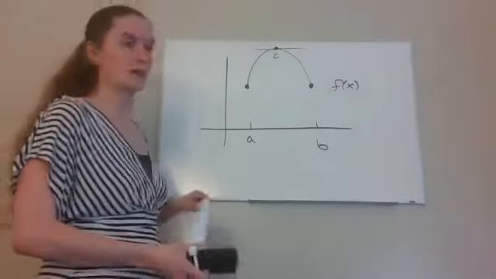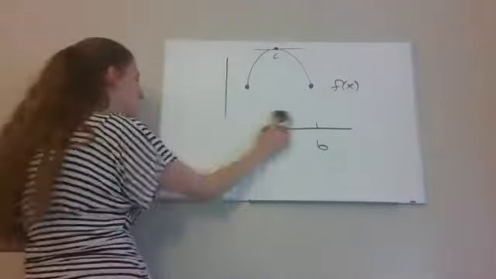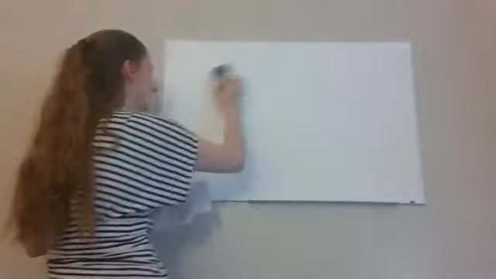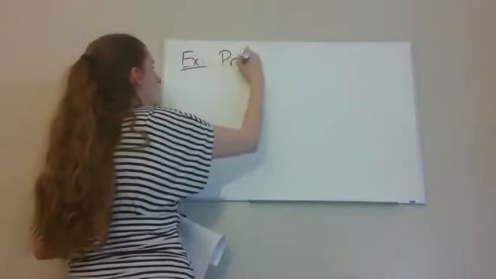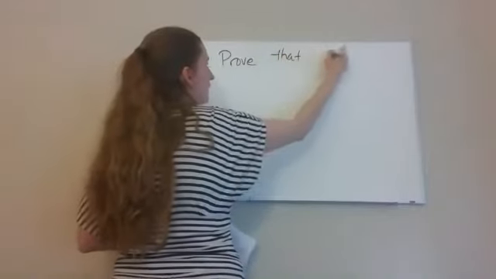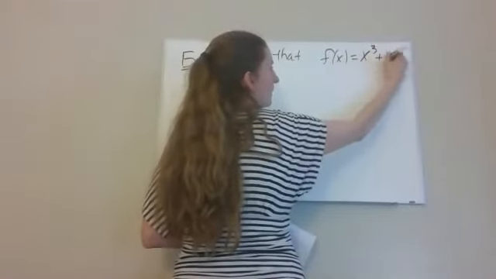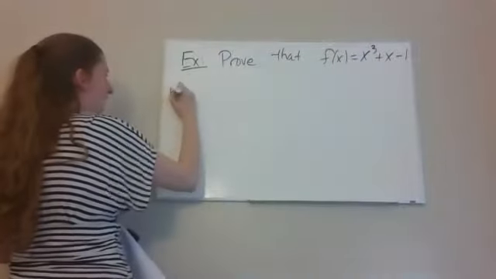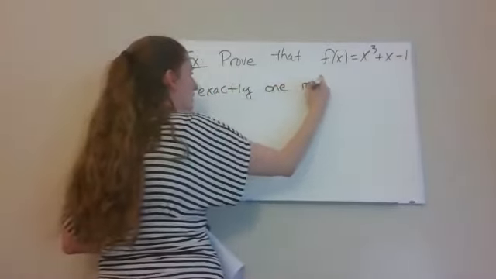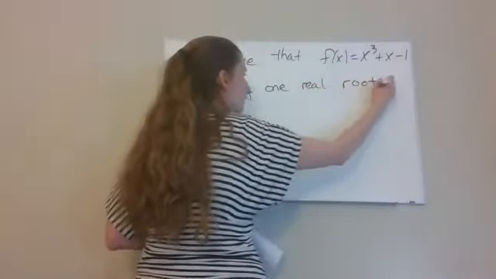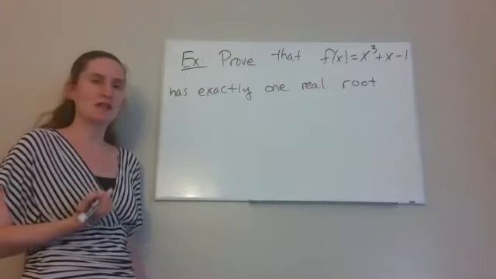So we're going to do an example where we actually use Rolle's theorem to prove something about a function. So our example says, prove that the function x to the third plus x minus 1 has exactly one real root. Well, first, to prove this, I'm going to first point out that we definitely have at least one real root.